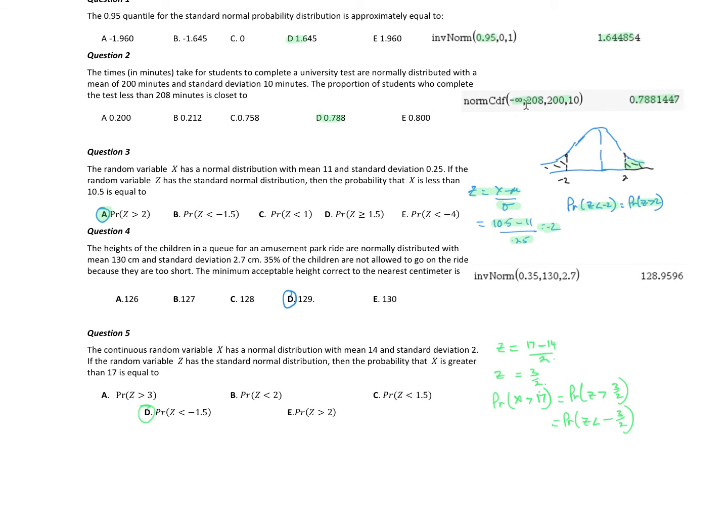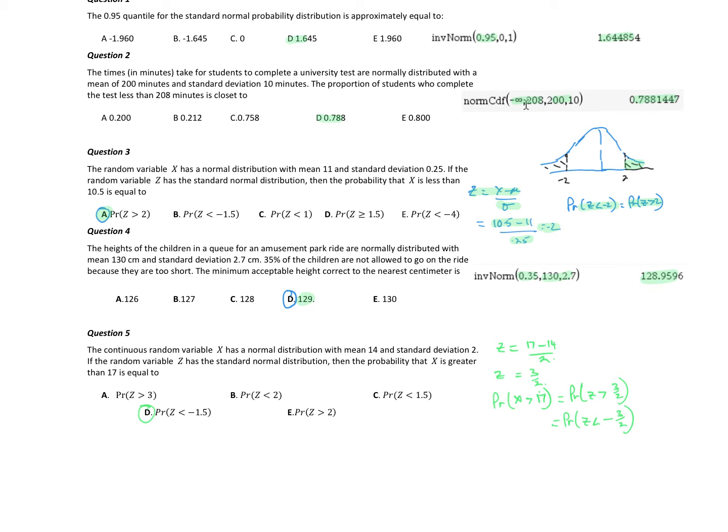Children in an amusement park are normally distributed with mean 130, standard deviation 2.7. 35% of the children are not allowed to go on the ride. So the bottom 35% can't. So again, the inverse normal, 0.35 for a 132.7 distribution. The bottom level is 128.95. So if I round that up to 129, that means that a minimum of 35% won't be allowed to go.